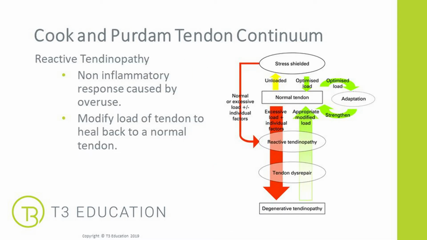The first phase is the reactive tendinopathy. This is where there is no inflammation response, often caused by overuse.